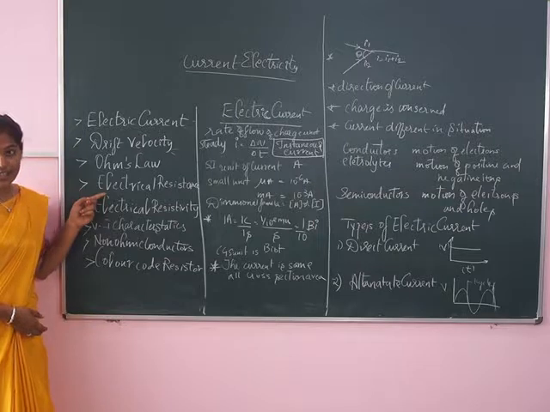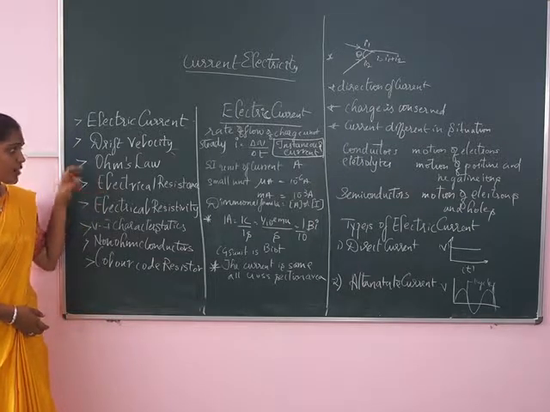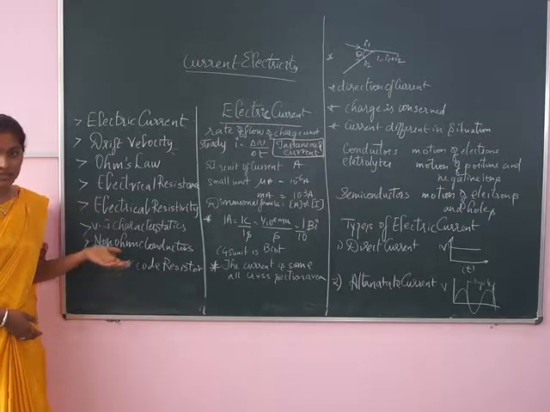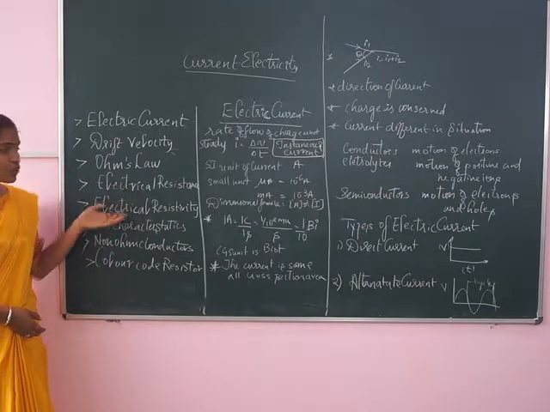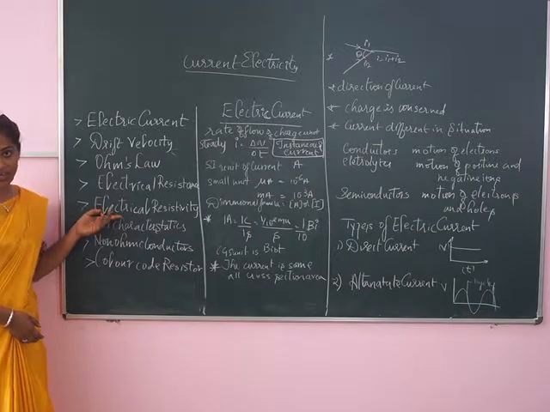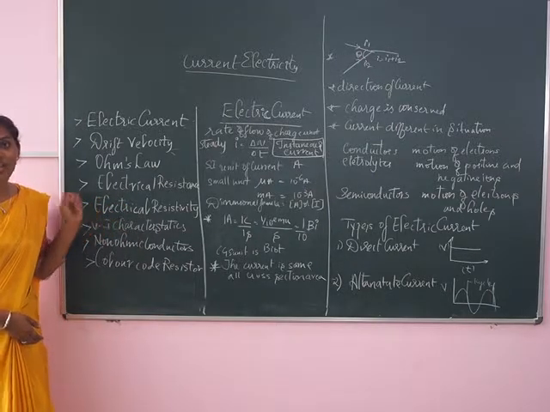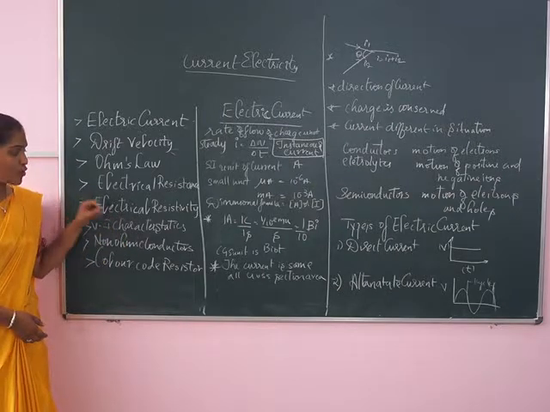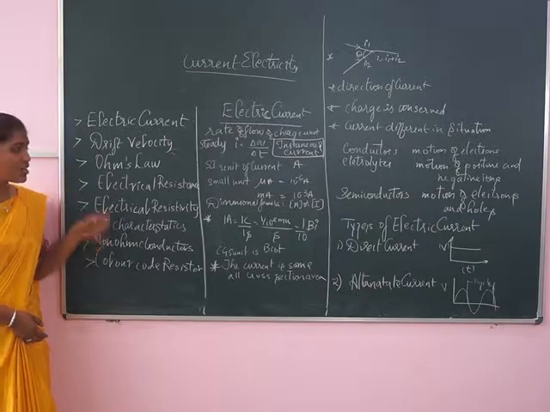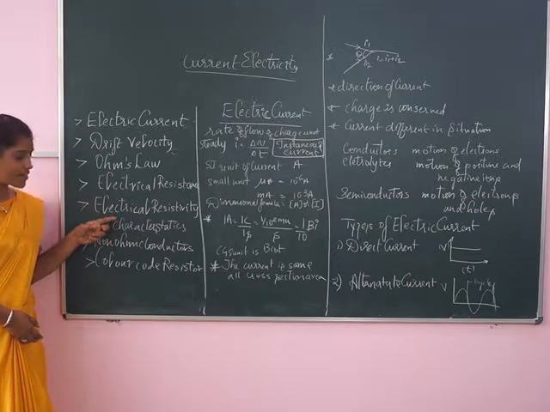Next, electrical resistance. Using Ohm's law we will calculate the electrical resistance, see which factors it depends on, and learn a few characteristics of resistance. Next, electrical resistivity. Every material has its own resistivity, so we are going to study how the current is resisted in every material. So this is about electrical resistivity.